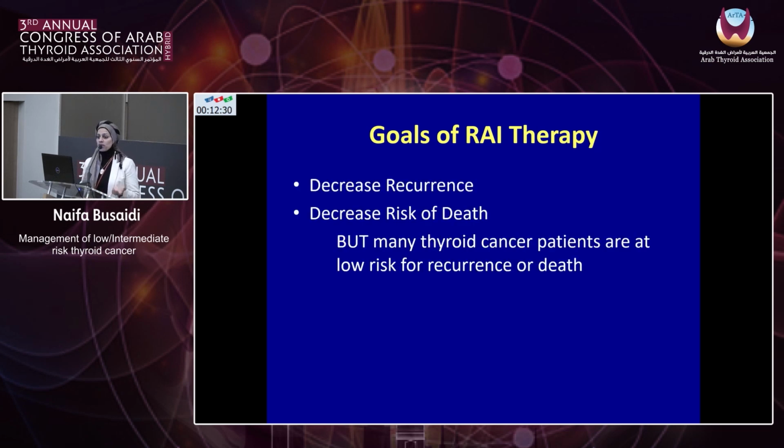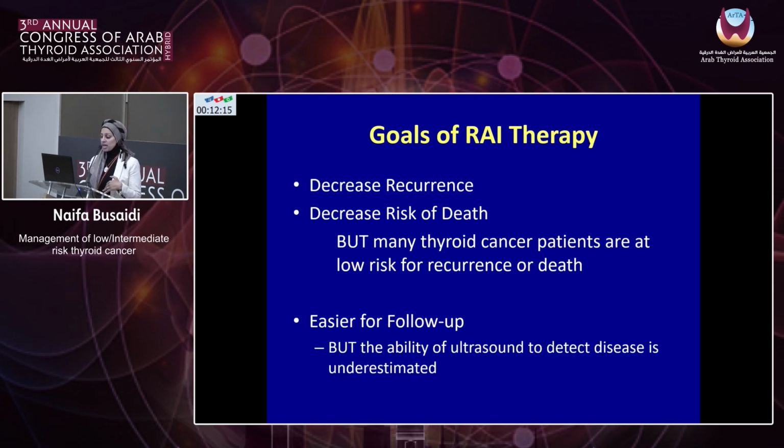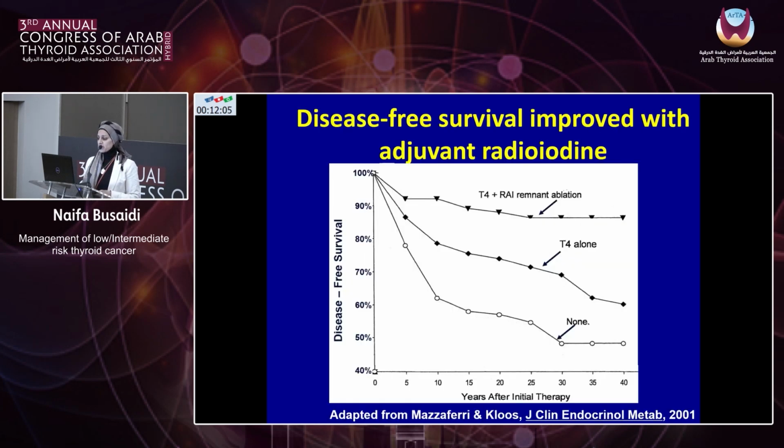But the goals of radioactive iodine therapy are to decrease the recurrence rate and the risk of death, but most thyroid cancer patients, as you know, are at low risk for recurrence or death. Now, radioactive iodine makes our job easier for following them up because it makes the thyroglobulin go down, but the ability of a good neck ultrasound to pick up disease is underestimated. So we don't need to give iodine just so it makes our jobs easier. We need to do it if it's going to prevent disease.